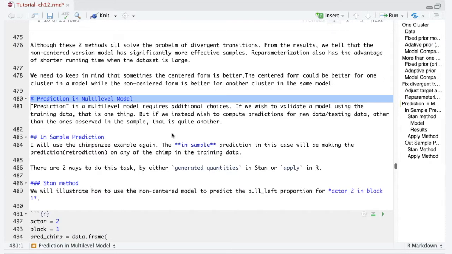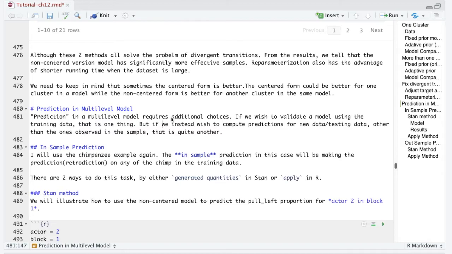In the last part of this tutorial video, we will learn about making predictions in multi-level models. The situation will be a little bit different when we are making in-sample prediction or out-of-sample prediction. In-sample prediction is like when we want to make the prediction for an existing tank of the tadpole example or an existing chimpanzee, one of the 7 chimpanzees in our data. But if we instead wish to compute predictions for some new dataset, like a new tank of tadpoles or a new chimpanzee, the techniques are a little bit different.